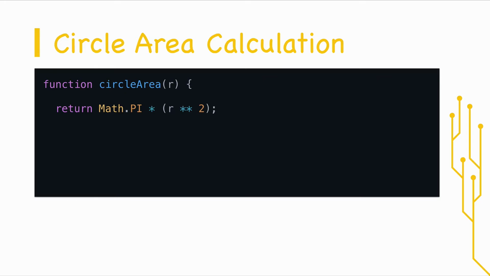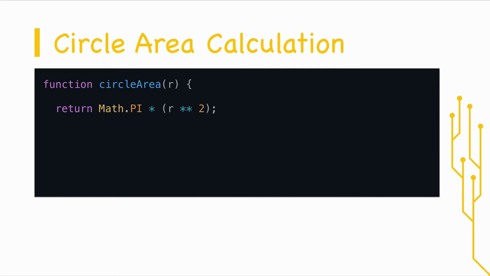So we need to calculate the square of r, or raise r to the second power, and then we need to multiply that by the mathematical constant pi. Now here you could hard code the value of pi by typing in 3.1416. However, JavaScript actually provides a Math object which has a property named PI. So you could just type in Math.PI to automatically get the value of the pi constant. So we just type in that. So Math.PI multiplied by r squared.